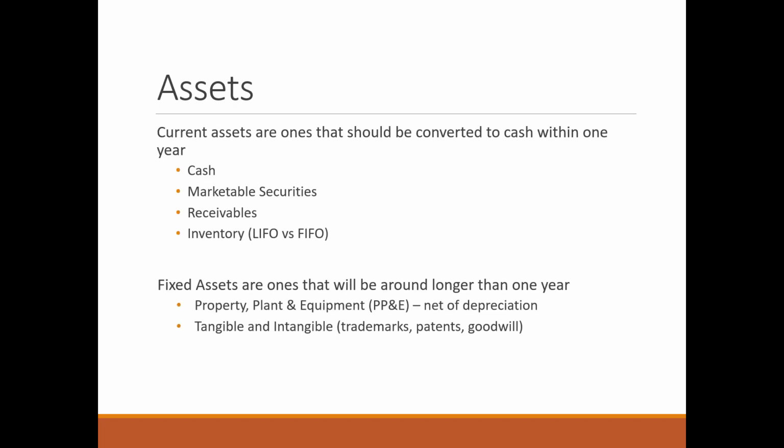So let's look at assets a little bit more closely here. Current assets, as I mentioned, are those that can be converted into cash within 1 year. That's the definition of a current asset. So examples would be cash, marketable securities, and these are ones that are very liquid. They're easy to sell. It wouldn't take a long time to sell these things for very close to their market value.